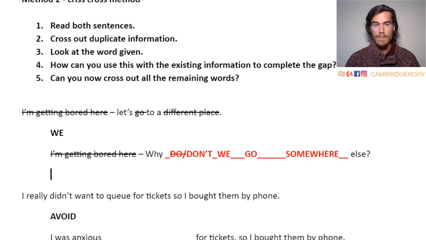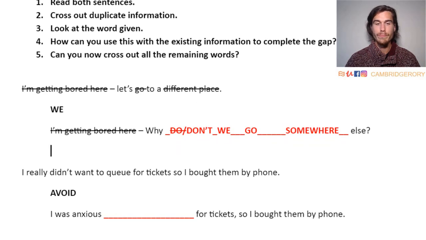Let's try the method again with another example. Read both sentences. I really didn't want to queue for tickets, so I bought them by phone. I was so anxious for tickets, so I bought them by phone. Okay. So let's cross out duplicate information. So I bought them by phone. For tickets.